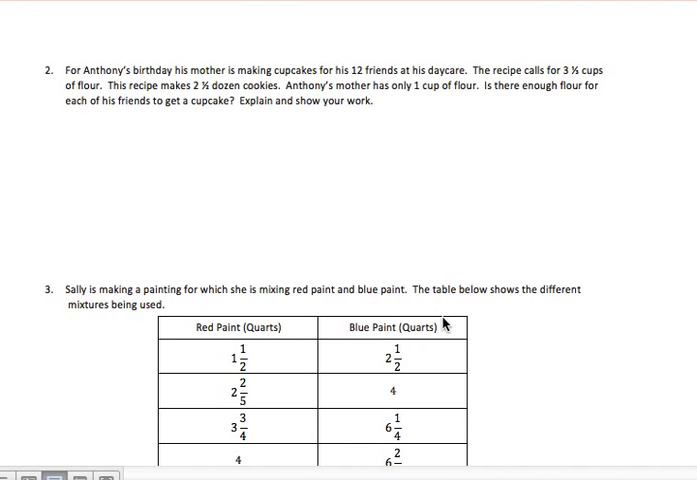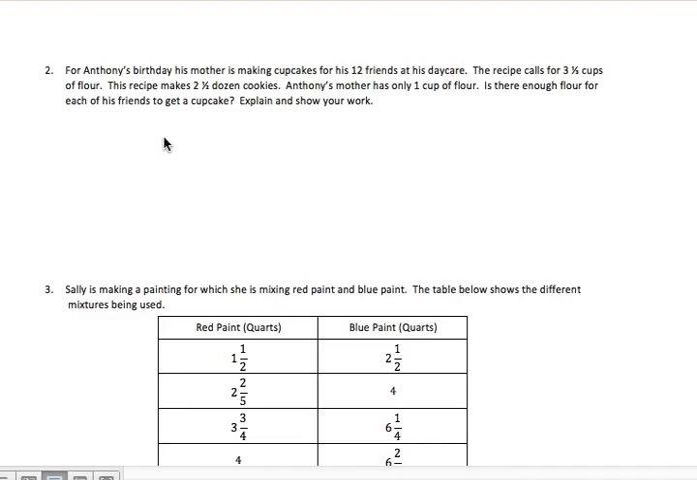Question number 2 talks about Anthony's birthday, and Anthony's mother is making cupcakes for his 12 friends at his daycare. The recipe is calling for 3 1/3 cups of flour, and the recipe makes 2 1/2 dozen cookies. Anthony's mother has only 1 cup of flour, however. So we need to determine whether that's enough flour for each of his friends to get a cupcake.